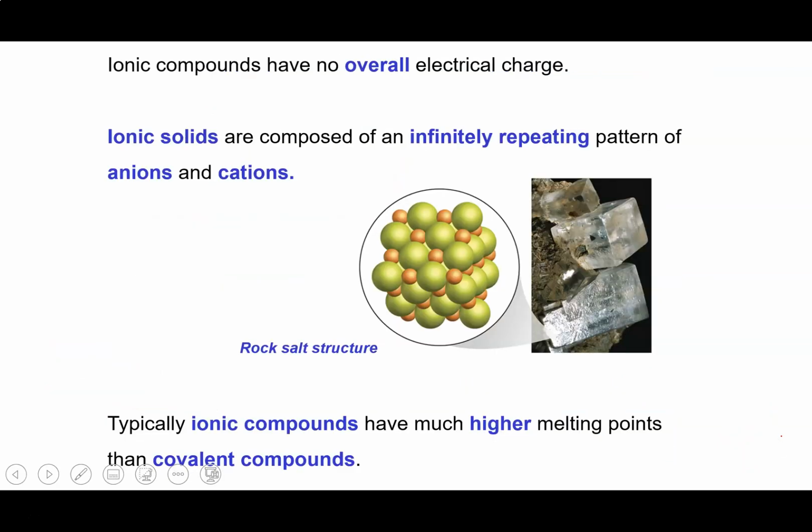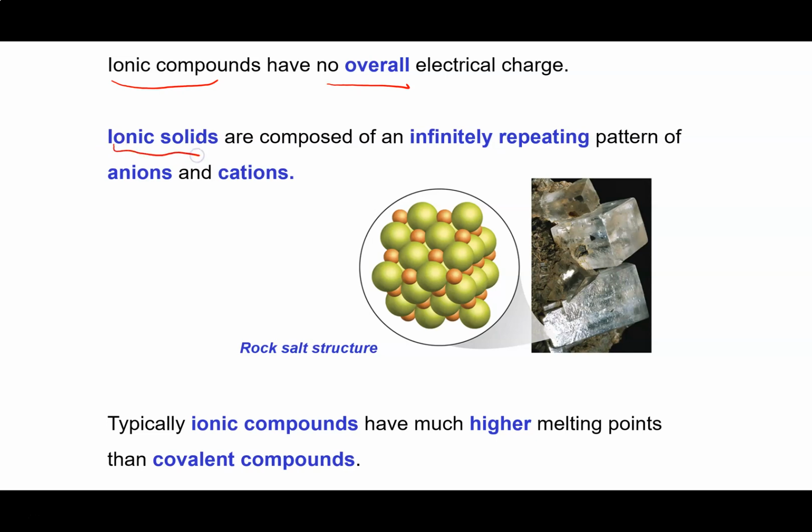Okay, so ionic compounds have no overall electrical charge. We didn't create or destroy any electrons. What happened is we just moved electrons from one place to another. So we start with a bunch of neutral things, and then we just move the electrons around, so what we end up with has no overall electrical charge.